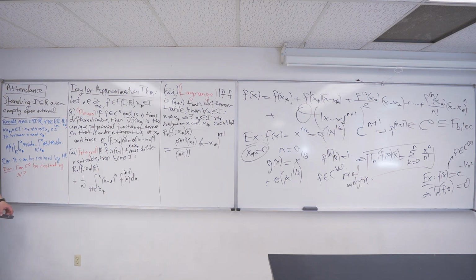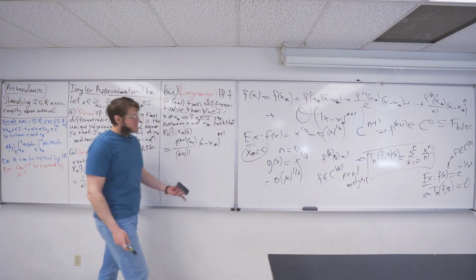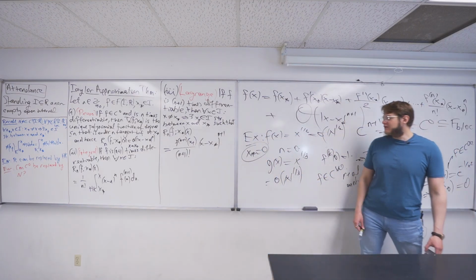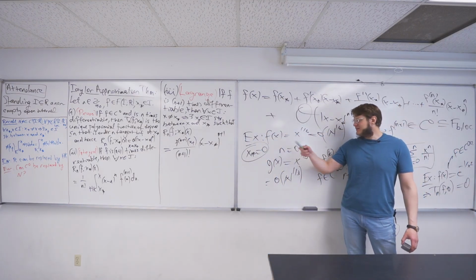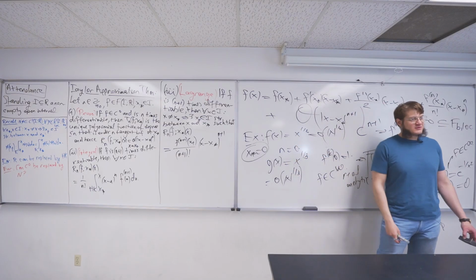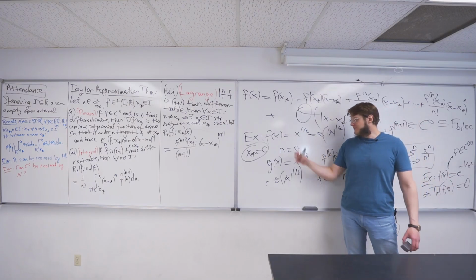Okay. What's the point of this discussion? Well, the discussion here tells you that Taylor approximation is going to create less error for this function compared to this function. So you have to be more careful with this than this.